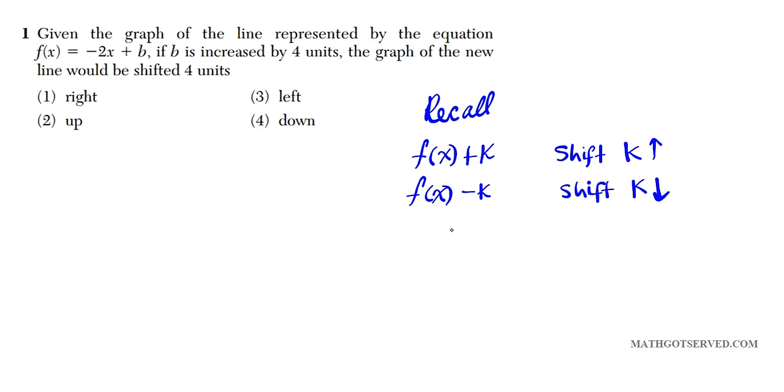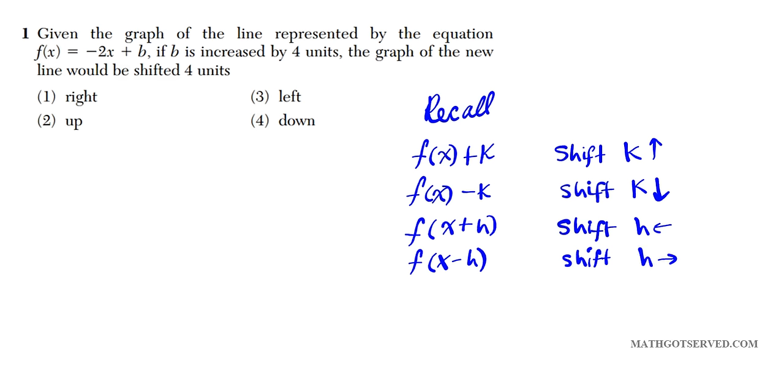All right. Now, what if you have f of x plus h? What kind of shift is this? This is a horizontal shift, okay? This is a shift h units in what direction? If h is a positive integer, and you have a plus, it is going to be to the left. It's kind of backwards, okay? And then if you have f of x minus h, if you subtract a positive constant from x, this will be a shift h units to the right, okay?